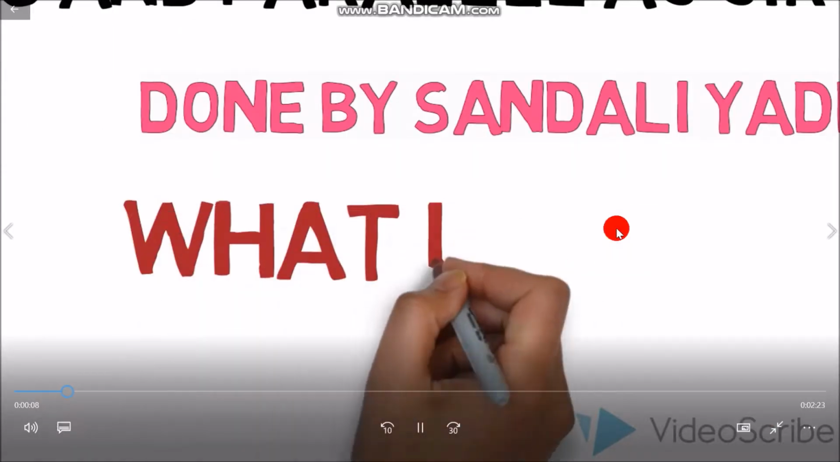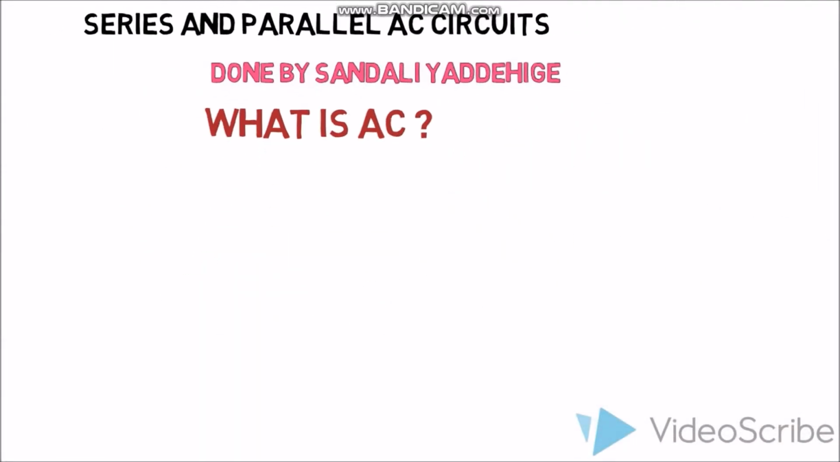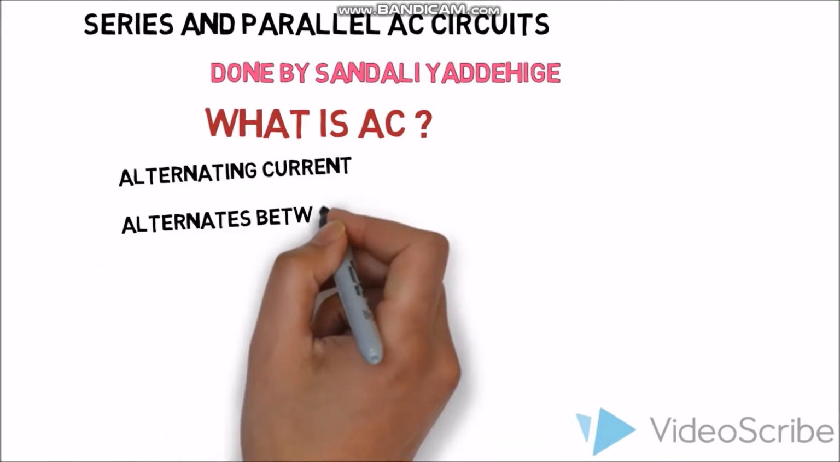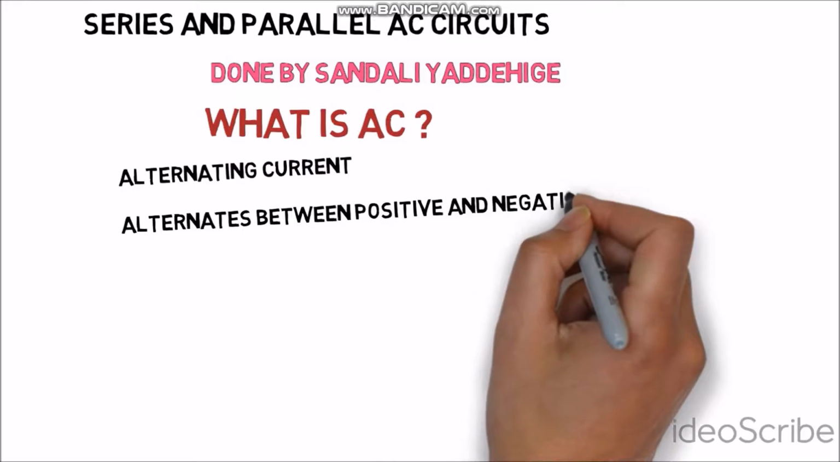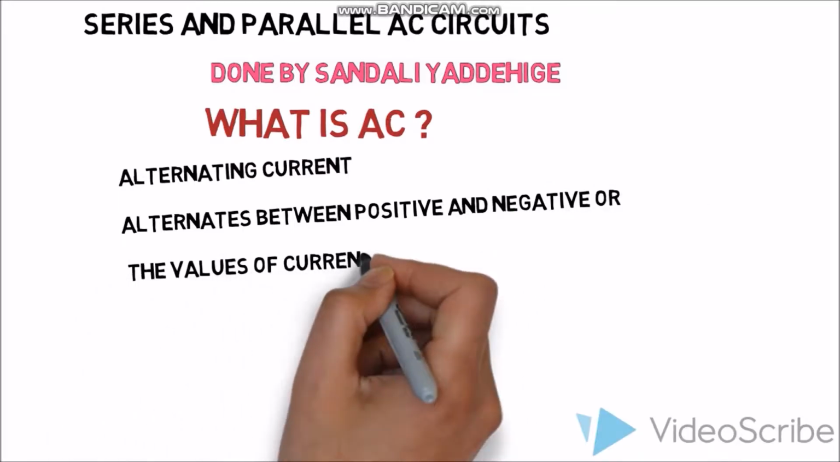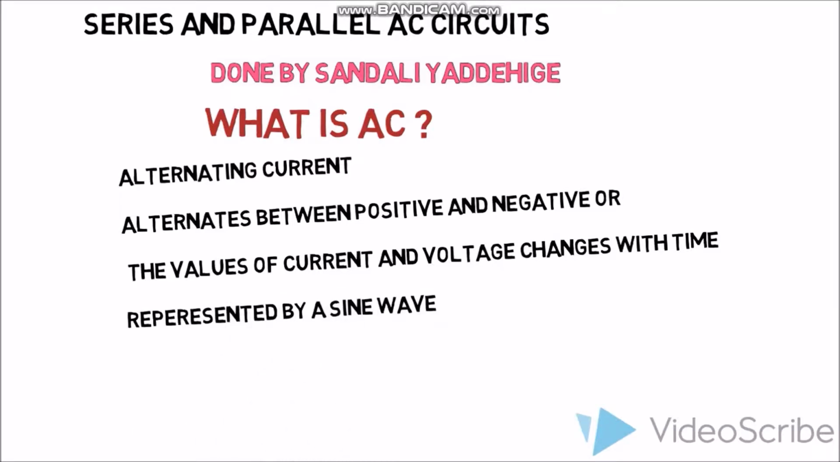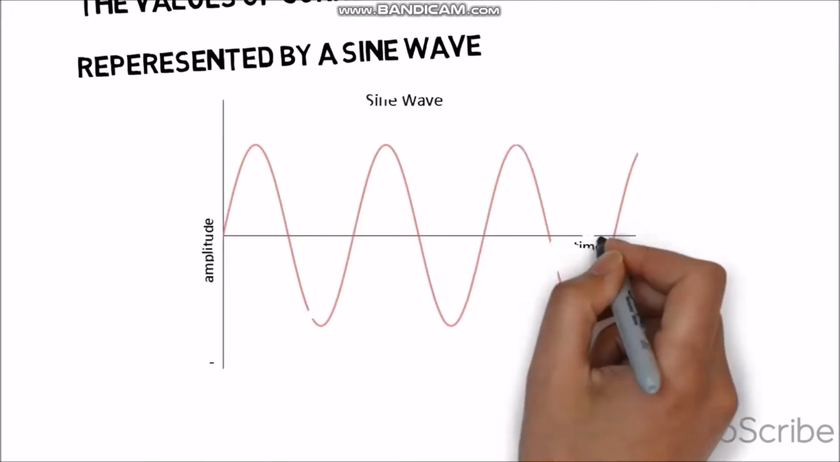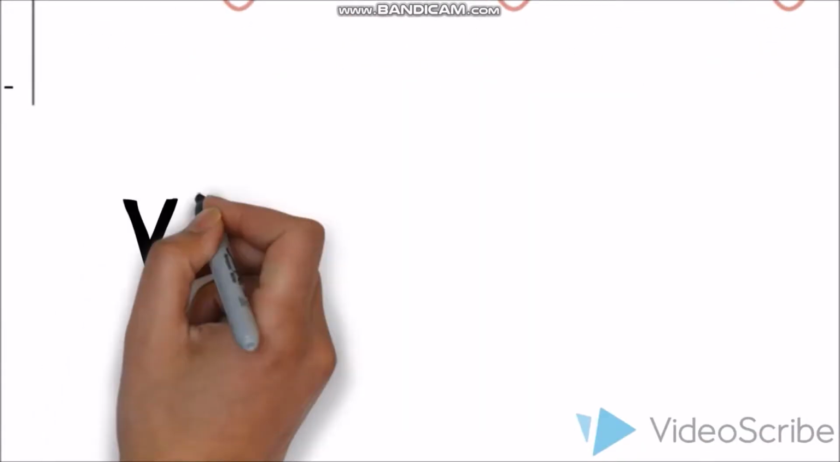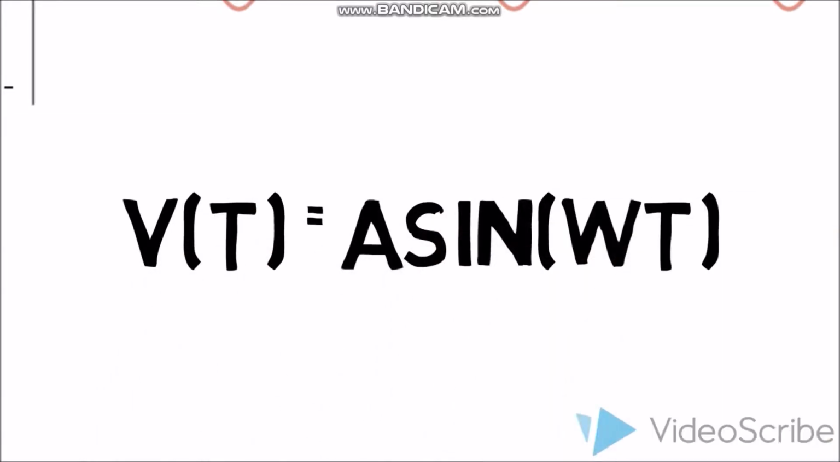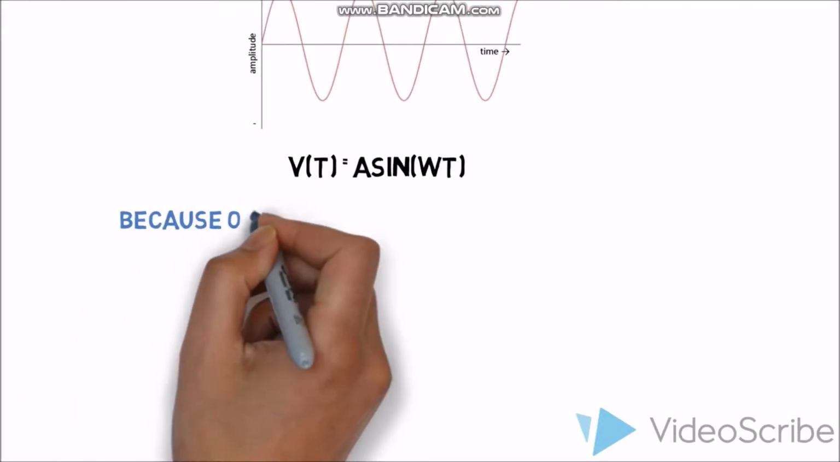A quick background on what is AC. AC stands for alternating current, and as the name suggests, it alternates between positive and negative. The values of current and voltage change with respect to time, and therefore it can be represented by a sine wave. Also, it can be represented in the form of a function of time, A sine omega t, where A is the max value and omega equals 2 pi f.